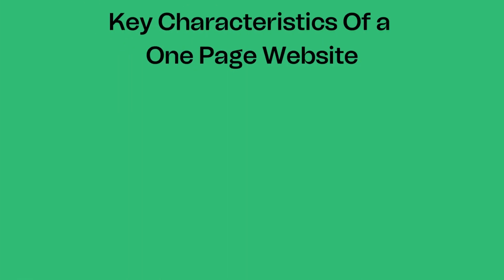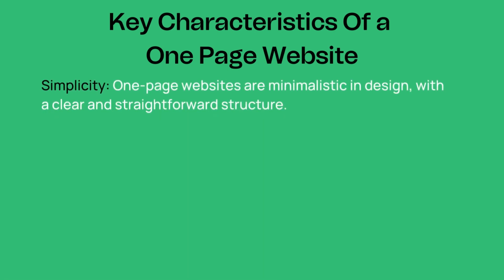So let's take a look at the key characteristics of a one-page website. Starting off with the first one, which is simplicity. So one-page websites are minimalistic in design with a clear and straightforward structure. And just to add to this, they avoid the complexity of multi-page sites, focusing on delivering a concise message or showcasing specific content. This simplicity makes them visually appealing and easy to navigate.